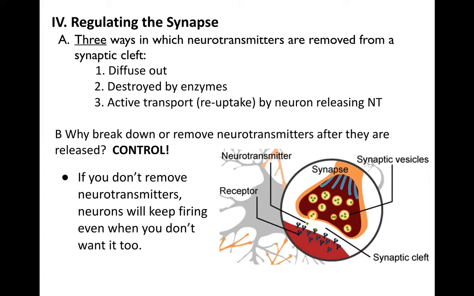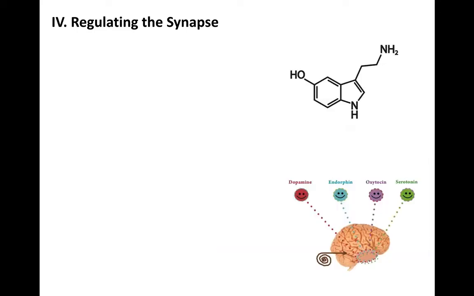So if you don't remove the neurotransmitters, the neuron will keep firing. Maybe that's something you want, but maybe it's not. Maybe you only want to move your arm once to get away from the object, but not like 1,000 times, at which point you'll have possible muscle damage or weird spastic movements.